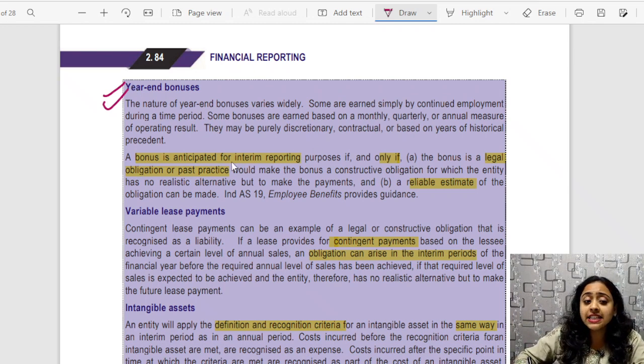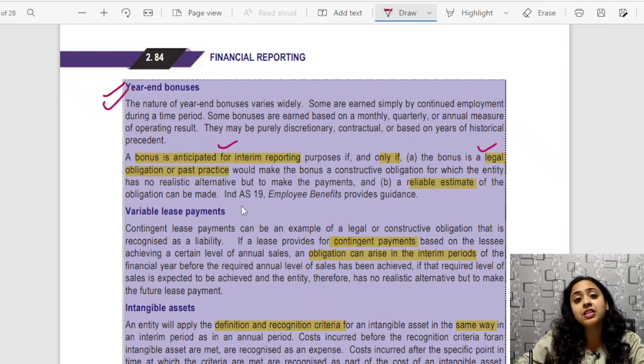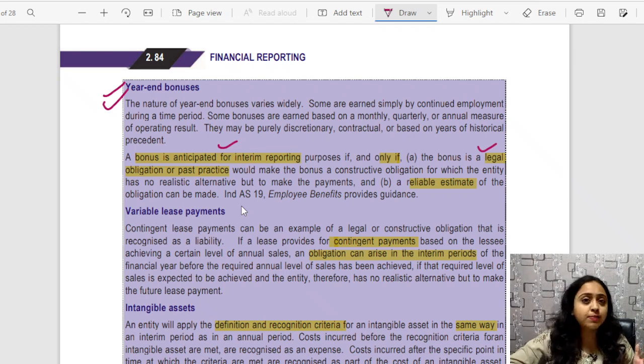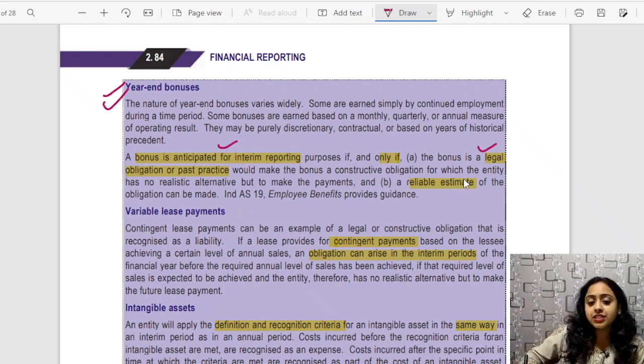a bonus is anticipated for interim reporting purpose if and only if the bonus is legal. Either it is legal or from the past practice there is contractual obligation, or there has been past practice that every year a particular company pays 10,000 rupees Diwali bonus. Okay, it is past practice, would make a constructive obligation.